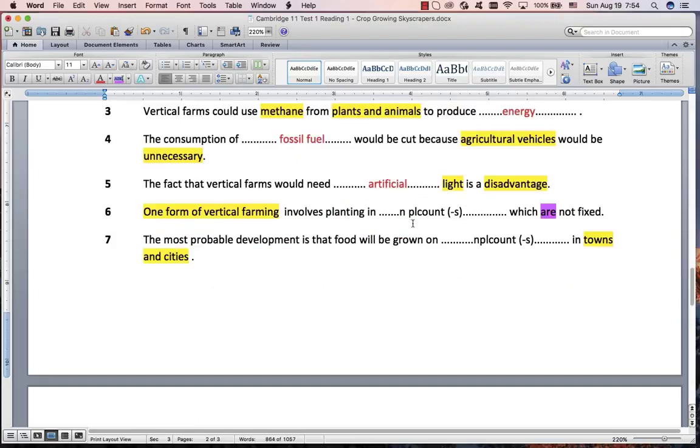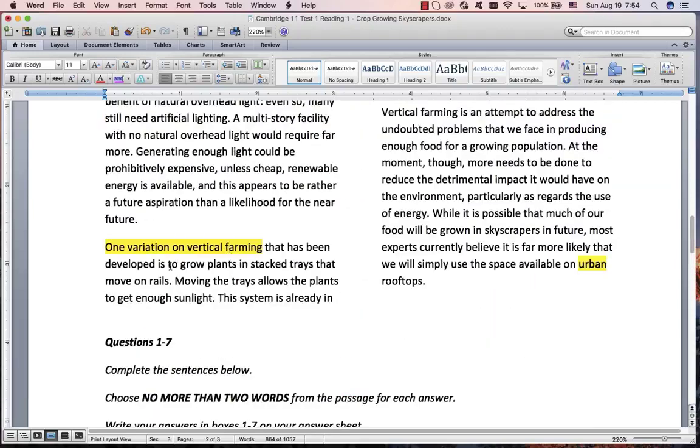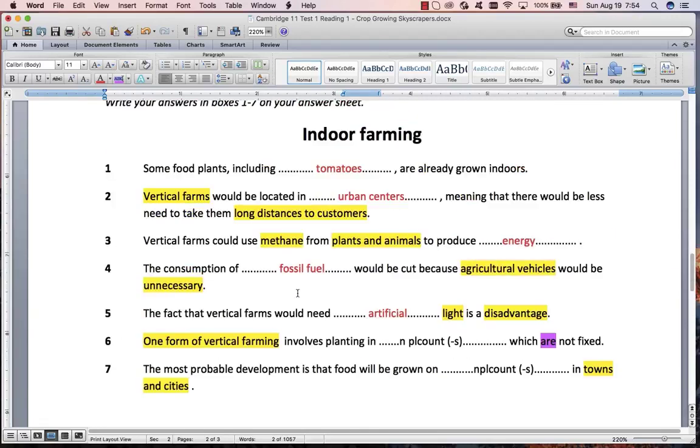Again, we're looking for an S word. Planting in S word. Grow plants in, very straightforward, S word. Stacked trays, even if you don't know what it is. But we're looking for two, use this adjective. IELTS says you don't need it, but why not put it in?